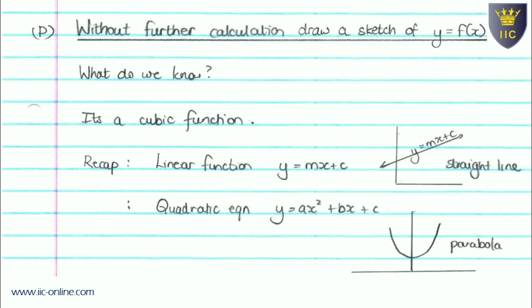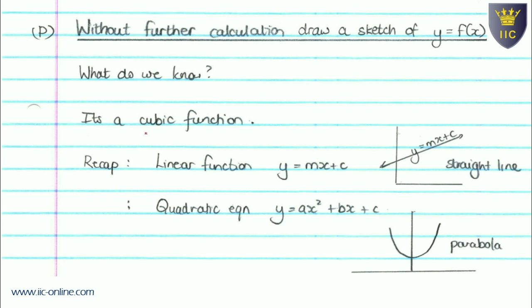So now we come to the next part, D, of this problem. Without further calculation, draw a sketch of y is equal to f of x. Are we allowed to substitute all sorts of values and create a table in order to draw the graph? No, because it says without further calculation, just from what you know so far, draw the graph. Well, what do we know so far?